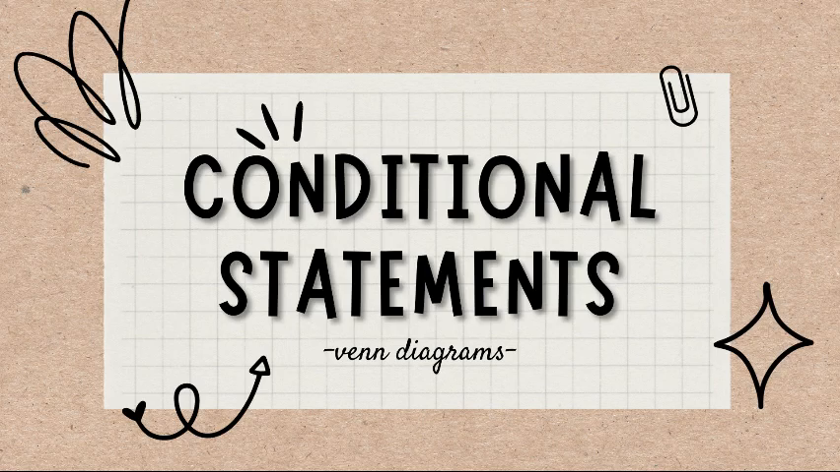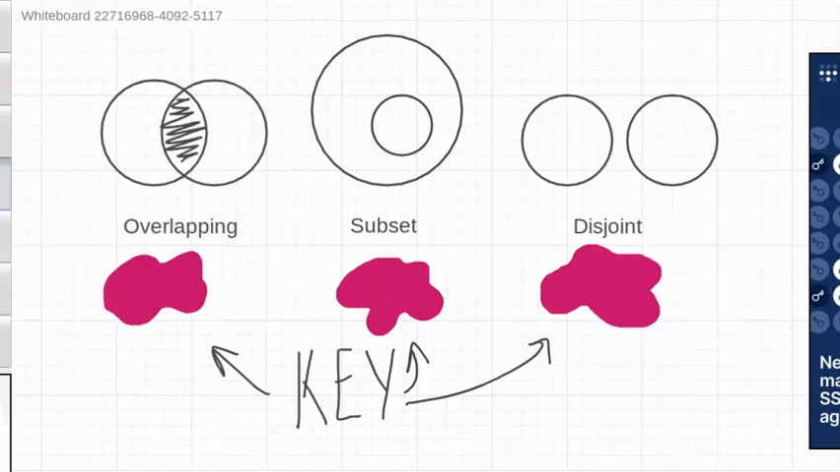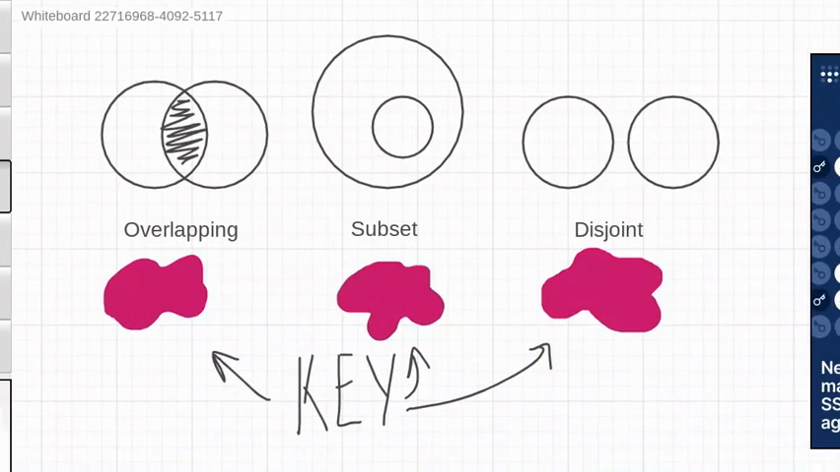Hey guys, today we're going to learn about Venn diagrams in conditional statements. There are three types of Venn diagrams: overlapping, subset, and disjoint. Overlapping is used when groups have something in common. Subset is when a smaller group fits all inside another group, and disjoint is when two groups share nothing in common.